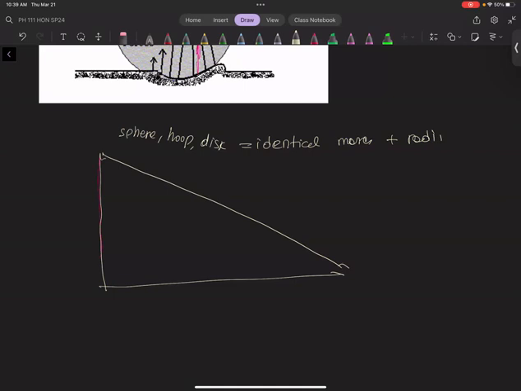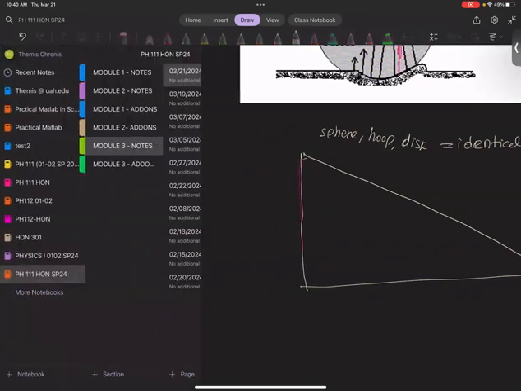You let them roll from the exact same height. You have ensured that there is pure rolling going on. Which one will hit the bottom first? The sphere, the disk, or the hollow cylinder? While you're thinking, let me prepare the demo.